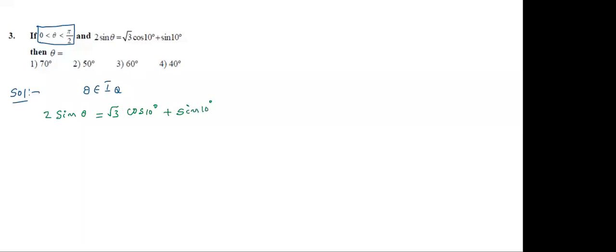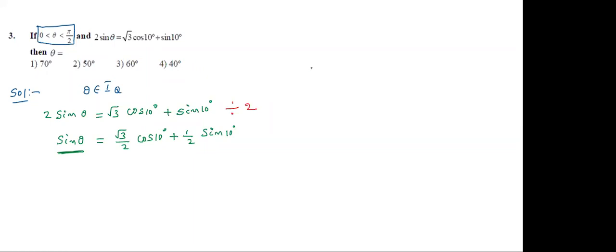Divide on both sides by 2. Then what happens? On the left hand side, 2 sine theta divided by 2, the 2 cancels. On the right hand side, we get root 3 by 2 cos 10 degrees plus 1 by 2 sine 10 degrees. Dividing on both sides, we get like this. See the left hand side, what is there? Sine theta. On the right hand side also we want to convert in terms of sine only.